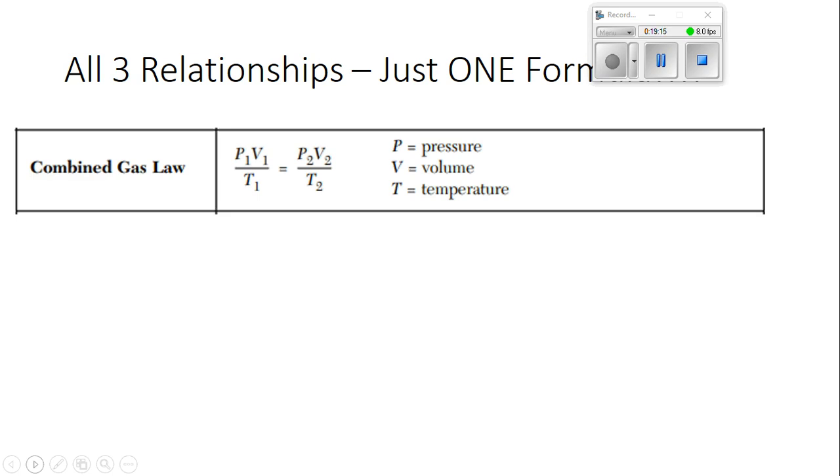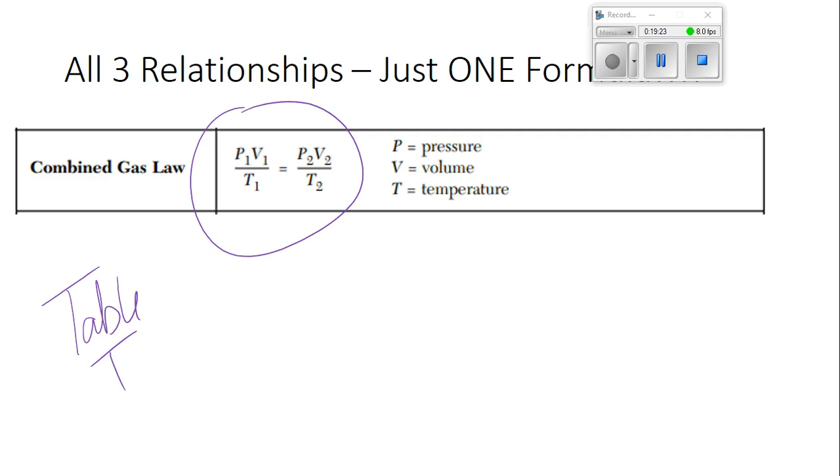Okay, so what's fabulous for us in terms of doing calculations is that all these relationships that we've been talking about, everything that we will have to calculate, is all in one formula. So this is all on Table T, and this is called our combined gas law. P is the pressure, V is the volume, T is the temperature. Easy to remember, plus it's on Table T, you don't have to remember it. 1 is all of our initial, and 2 is all of our final conditions.